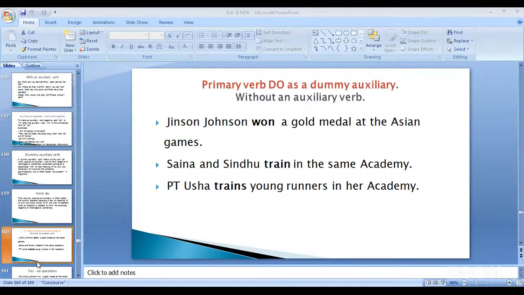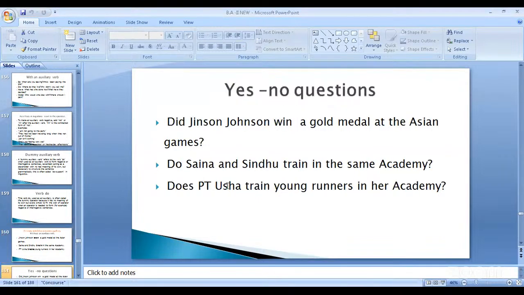For example, did Jinson Johnson win a gold medal at the Asian Games? Do Saina and Sindhu train in the same academy? Does PT Usha train young runners in her academy? So this is how do can be used, right? This is for yes or no questions. I can add do, and that is why it is called a dummy verb, okay?